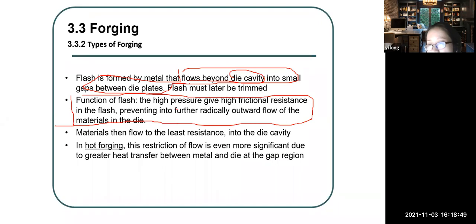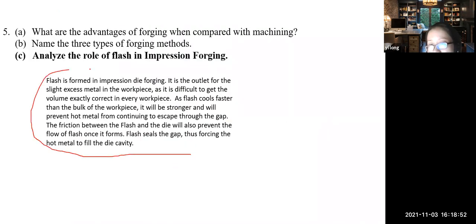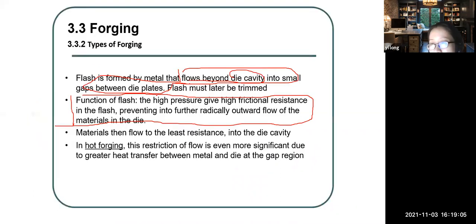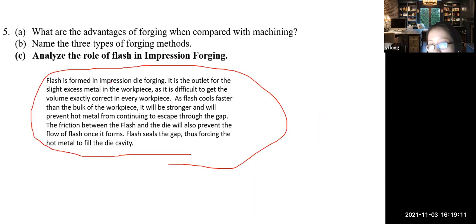Because the Prof passed down this answer, but personally I think it's too much. You can read through: the flash is formed in the impression die forging. It is an outlet for the slight excess metal in the workpiece. Maybe later I'll give you two answers; I myself prefer this one, but it doesn't matter which one you use. The flash is formed in impression die forging. It is an outlet for the slight excess metal in the workpiece, as it's difficult to get the exact volume. As flash cools faster than the bulk of the workpiece, it will be stronger and prevent the hot metal from continuing to escape through the gap.